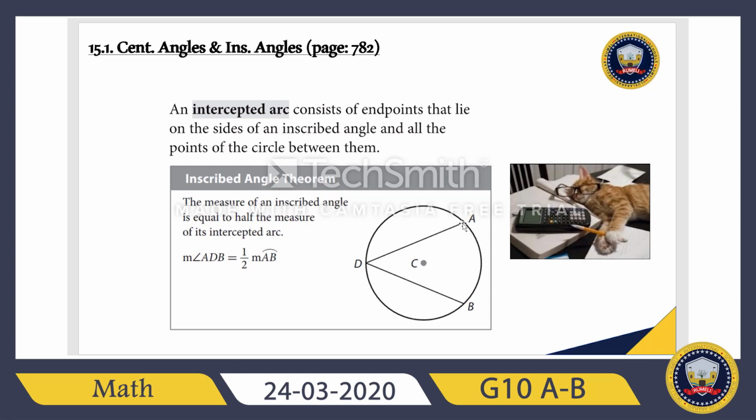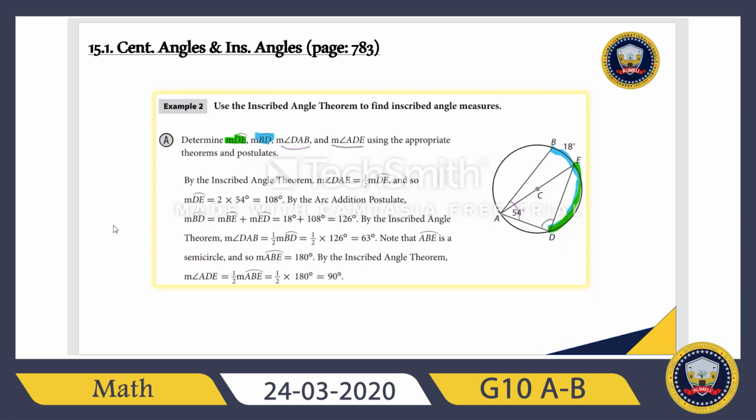What can you say about this? Previously, we said that the measure of the arc equals the measure of the central angle. So my central angle, let's say ACB, will also be equal to double the inscribed angle, that is ADB. Clear? Let's get this example.